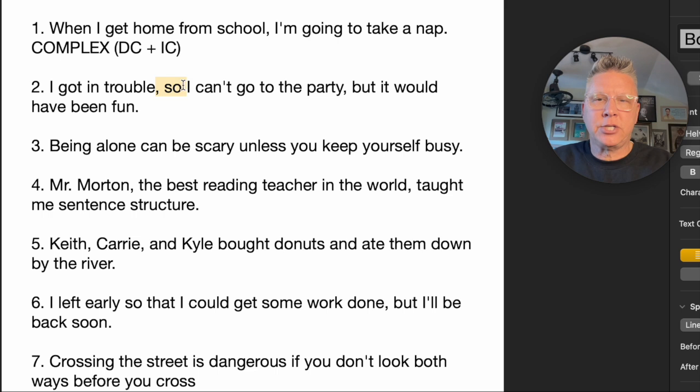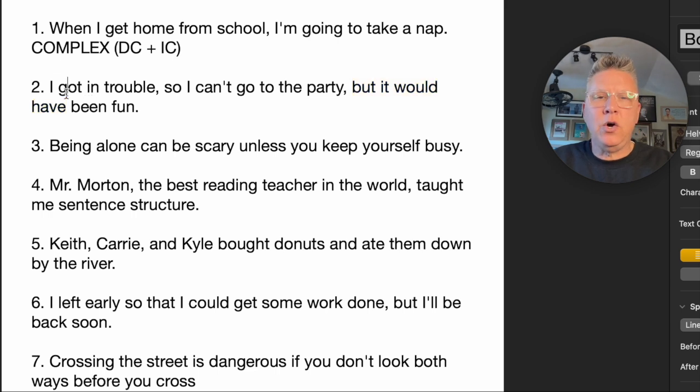Comma, conjunction, so I can't go to the party. Here's another simple sentence, but the comma conjunction makes it a compound sentence, right? Comma, conjunction, but it would have is another simple sentence.